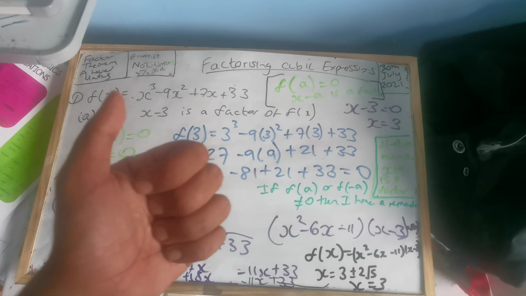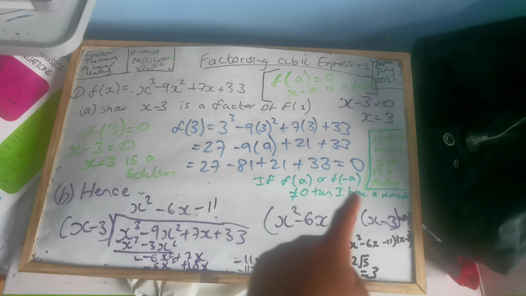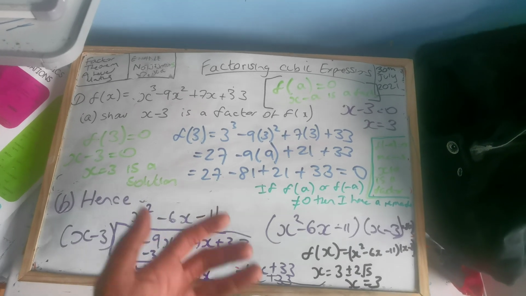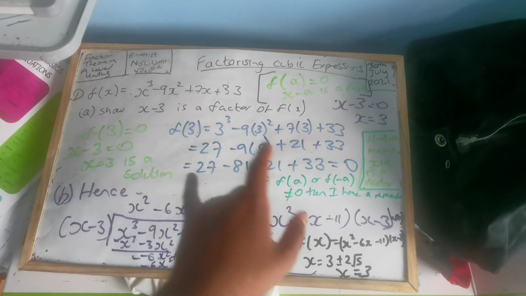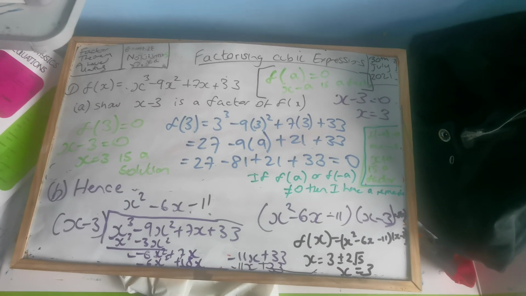And if f of a and f of minus a don't equal 0, then I have a remainder, and that topic is called the remainder theorem, which I'll come on to on the next A-level maths video on my channel.